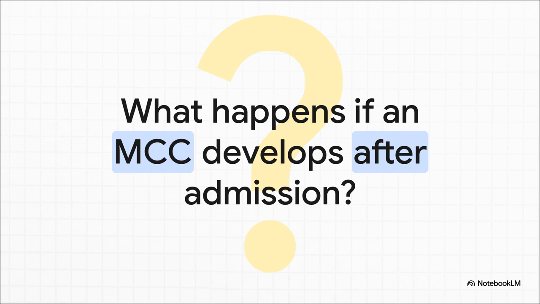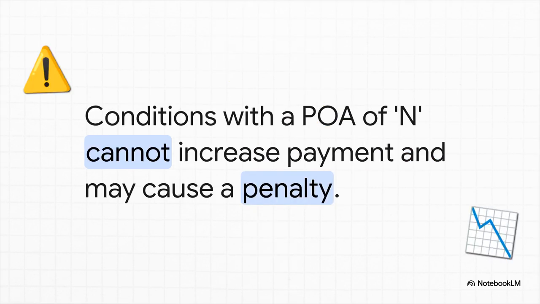What happens if a patient develops a severe complication, let's say severe pancytopenia, after they've been admitted? Does the hospital get paid more for treating it? I mean, it's an MCC, so logically it should bump up the weight, right? Well, the answer is no. Absolutely not. CMS will not increase your DRG relative weight for a condition the hospital effectively caused.